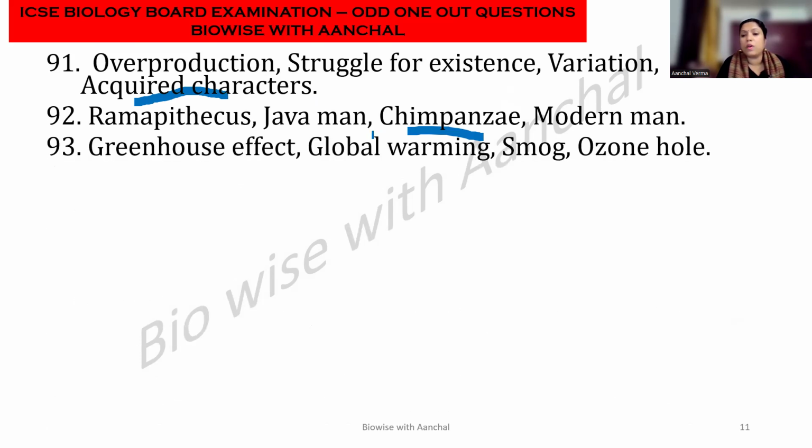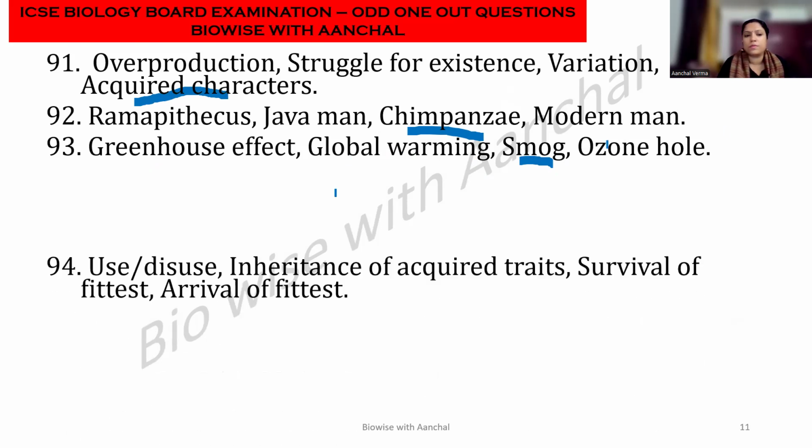Greenhouse effect, global warming, smog, ozone hole. Now, greenhouse effect and global warming are the same, so they will be there. Smog is a kind of pollutant, but the rest are environmental issues. Okay, smog is a pollutant. The rest are the environmental issues.